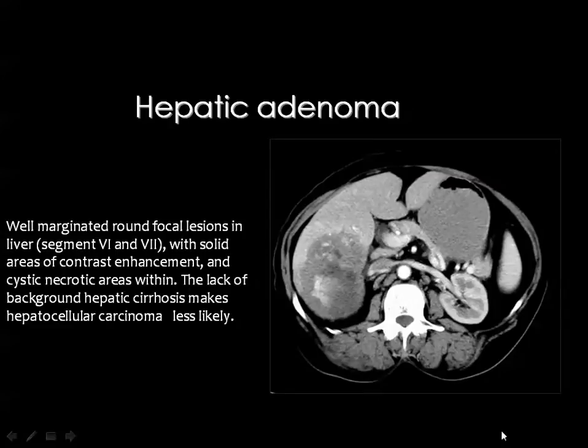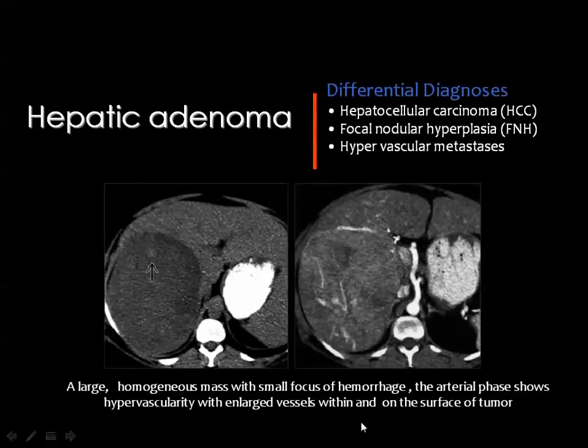And if you see a lesion which is big in the right lobe of the liver containing hemorrhage in a female patient receiving contraceptive pills, then you may think of hepatic adenoma. And you can see that this is a solid lesion containing a focus of hemorrhage. It occupies most of the right hepatic lobe.